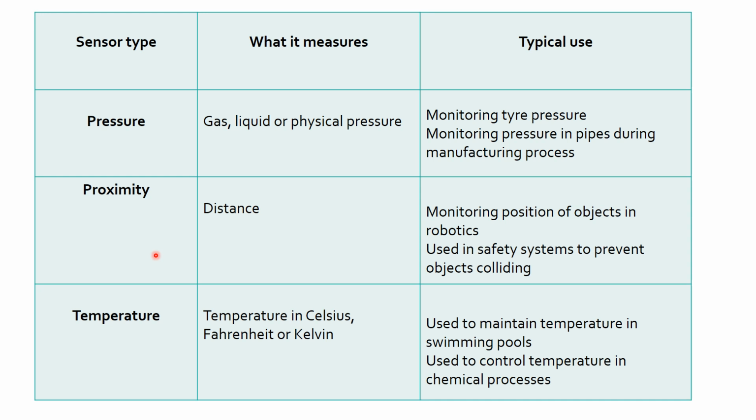Proximity will measure distance, and we can use this to measure the position of objects in robotics and in safety systems to prevent objects colliding. Temperature is used to measure the temperature, and we can use this in swimming pools and chemical processes, and we can use these temperature sensors in fish tanks and all those places where we have to measure temperature.